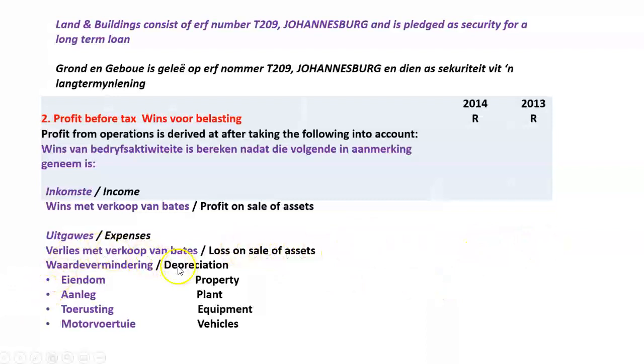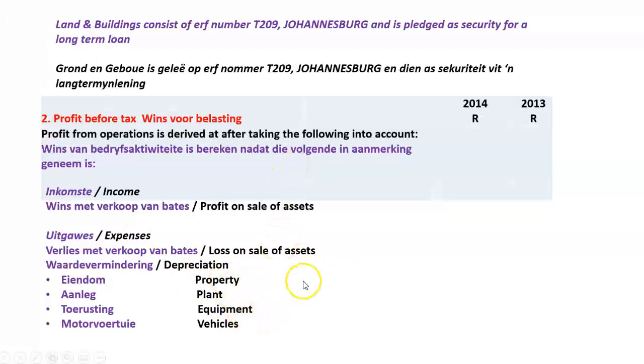Then your depreciation, that needs to be disclosed per class of asset. So here you have to distinguish total depreciation, but then broken down how much for property, how much for plant, how much for equipment, and how much for vehicles.